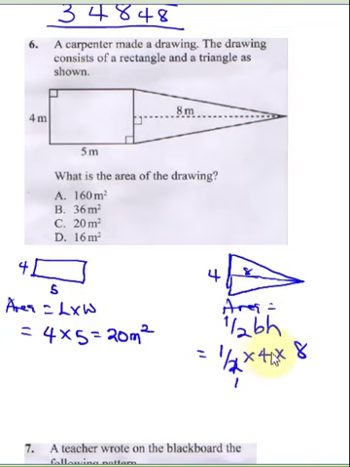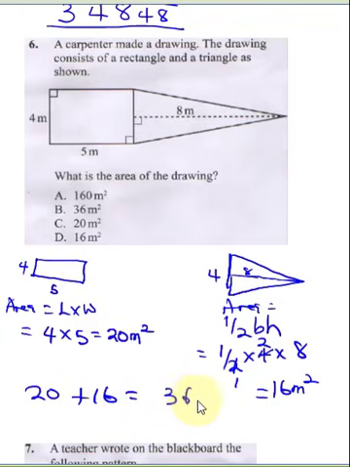2 into 4 is 2. So 8 times 2 will give us what? 16 meters square. So the total area will be 20 plus 16, and that will give us what? 36 meters square. So this is our final answer. So the correct answer here is B.